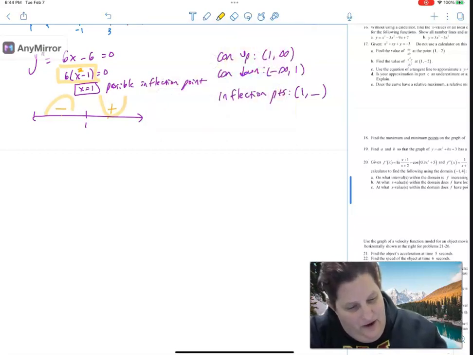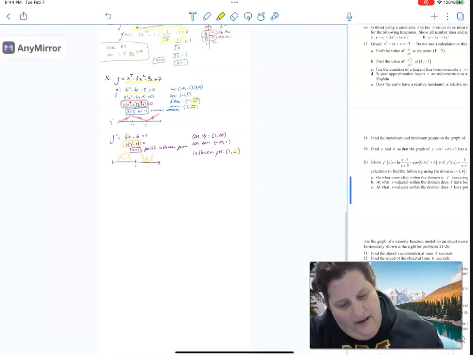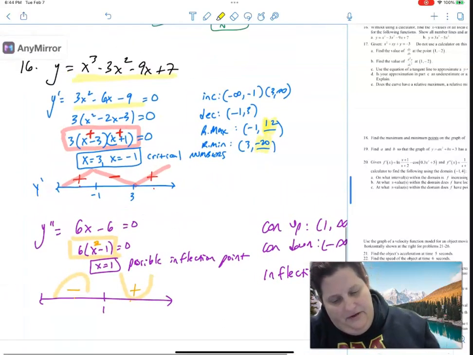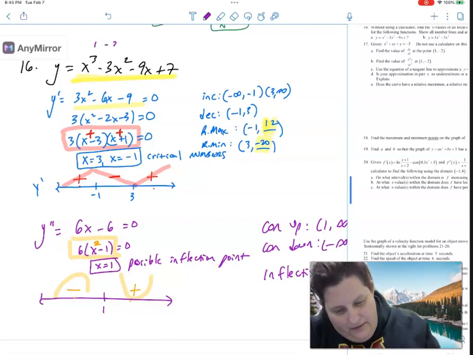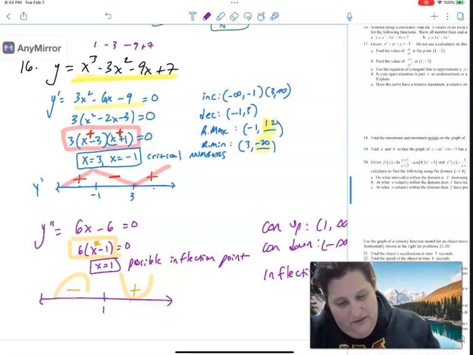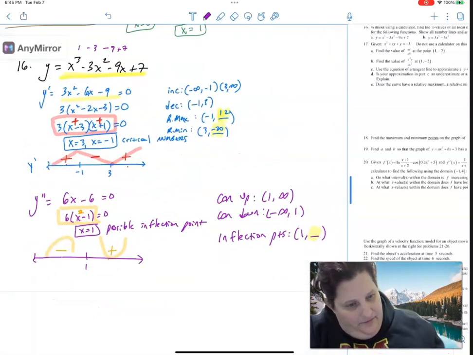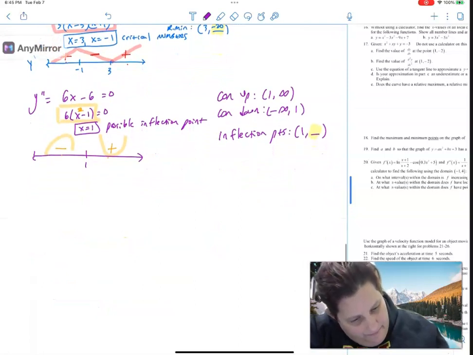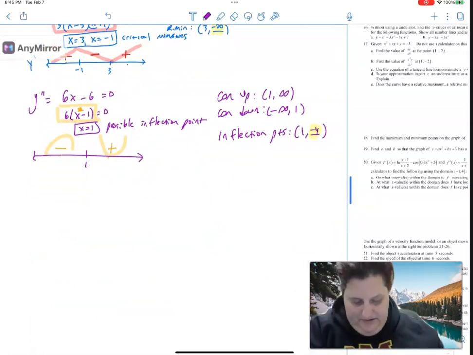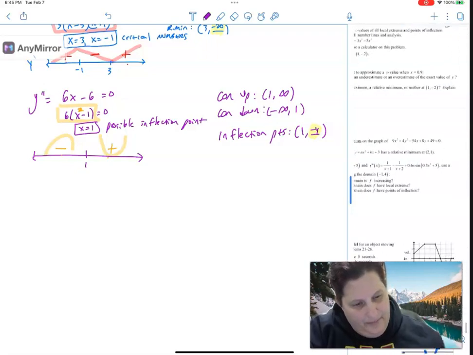Again, how do I figure out what that something is? So I go back up here and I plug it into the original problem. And if I plug in 1, I get 1 minus 3 minus 9 plus 7, which is 8 minus 12, negative 4. Okay, and that's like my summary.